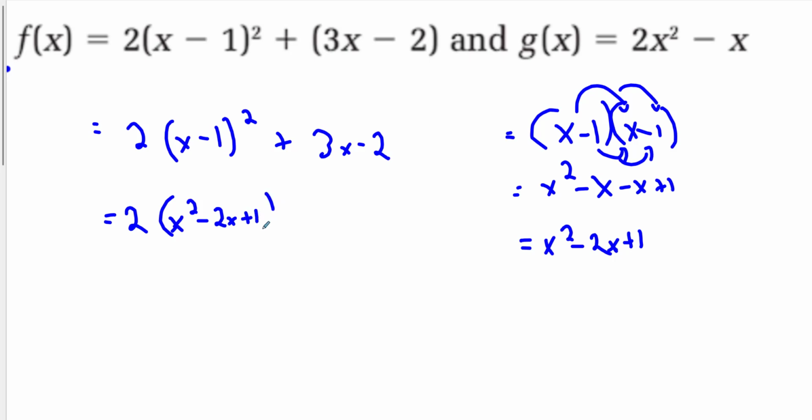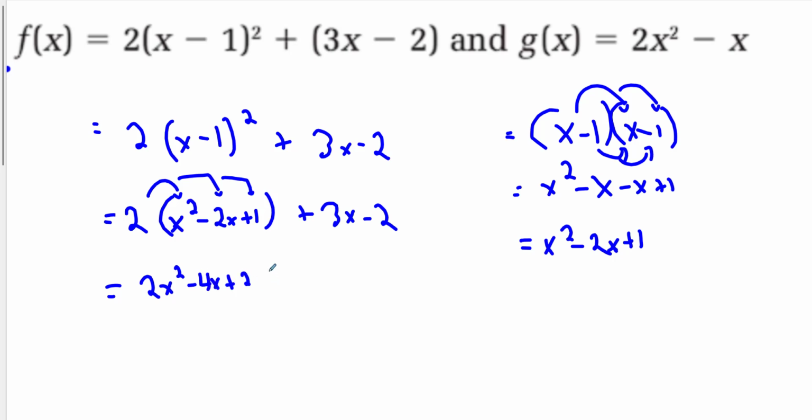Plus 1. And don't forget the 3x minus 2 at the side here. There's nothing to simplify here. It was just 3x minus 2, so that's why I just did that. Now 2 times all of this is going to be 2x squared minus 4x plus 2 plus 3x minus 2.